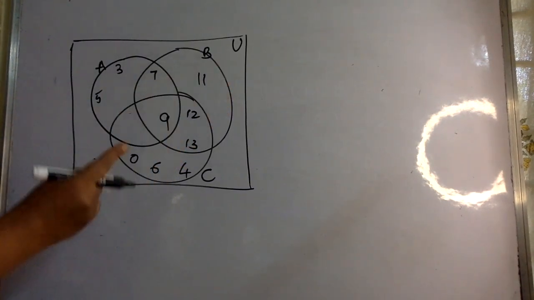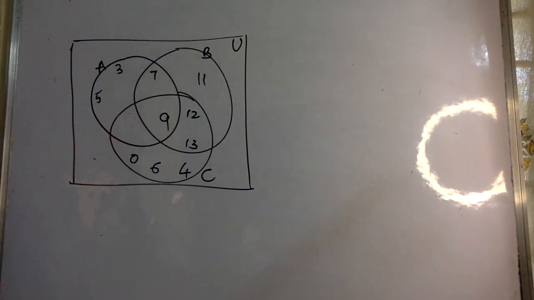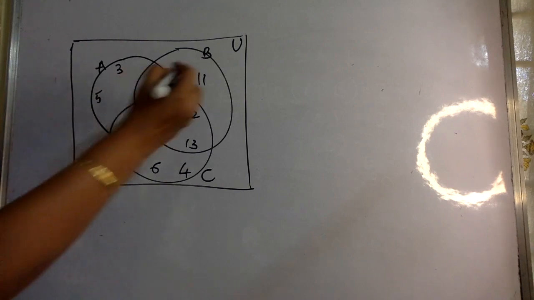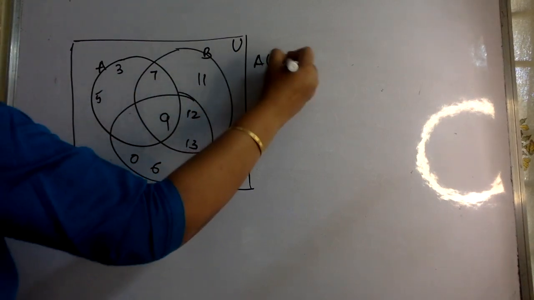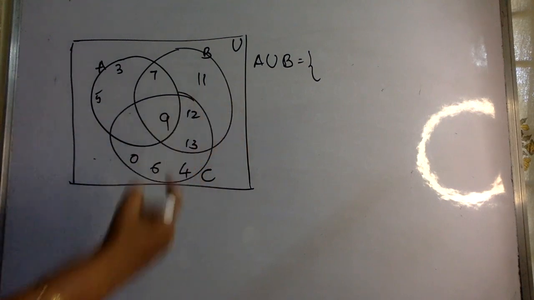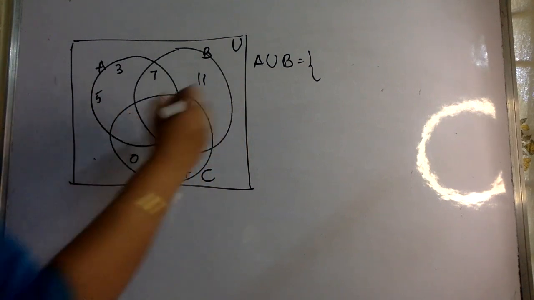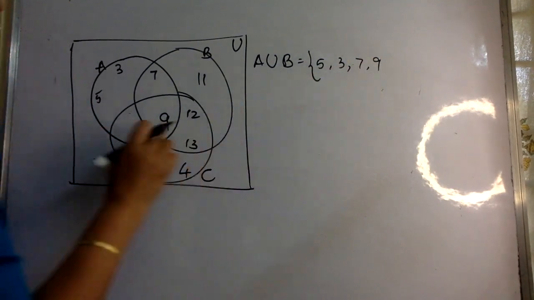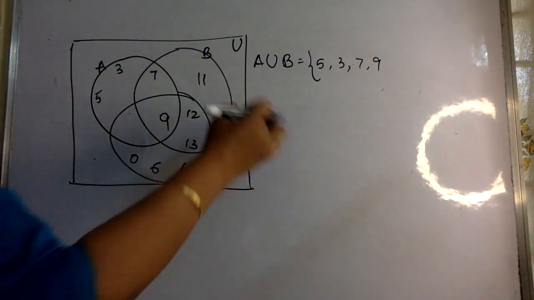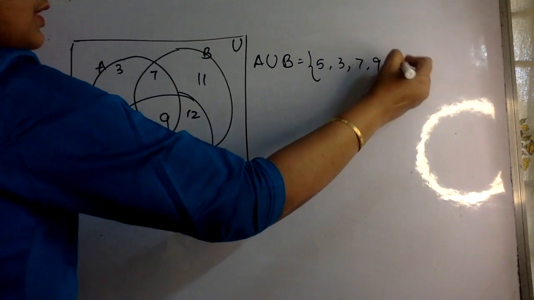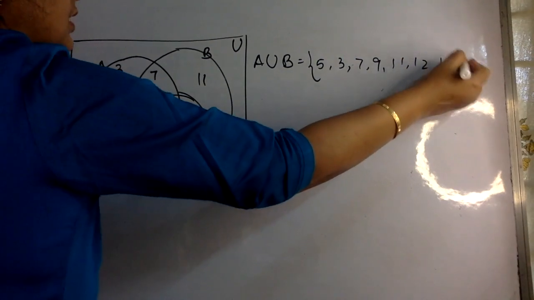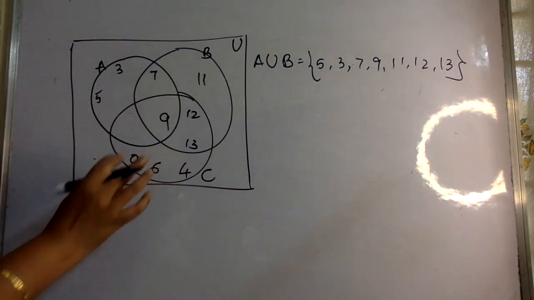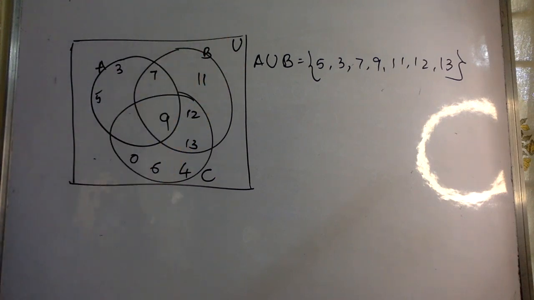Now here we have a Venn diagram and questions are based on this. They have told us find A union B. Remember that also is a set. A union B: 5, 3, 7, 9. Now 9 isn't C, no problem, take that also. 11, 12 and 13. That is A union B. I've taken everything in A and B without repeating.